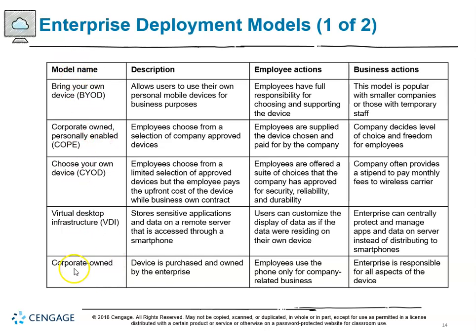So these are displayed here on a spectrum, and the variable that's changing as we move from one to the next is how much control does the user have. So at the top, the user has the most control. At the bottom, the user has the least control, the user being the employee at the enterprise. So let's look at each one of these.